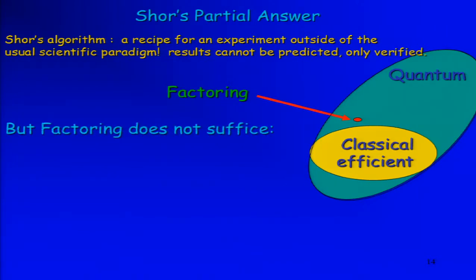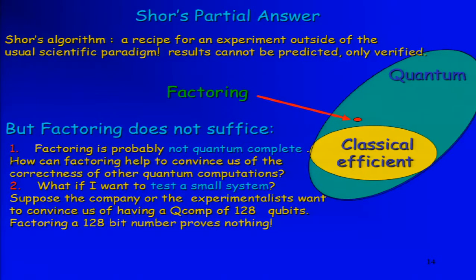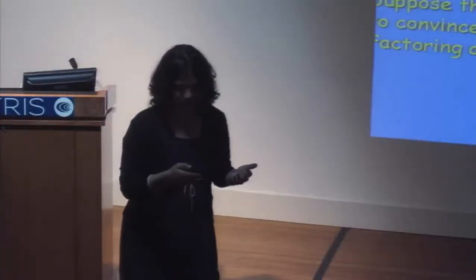So first of all, factoring is probably not quantum universal. And secondly, what if I want to test a small quantum system, like 100 particles? Even if it factors numbers, it will factor numbers that we can factorize efficiently, and it also cannot really factorize big numbers. So how do I test it? Okay, so really we want to provide some kind of a test for a more general class of quantum evolutions. In fact, for universal quantum evolutions, for any quantum evolution. Can we test general quantum evolutions?